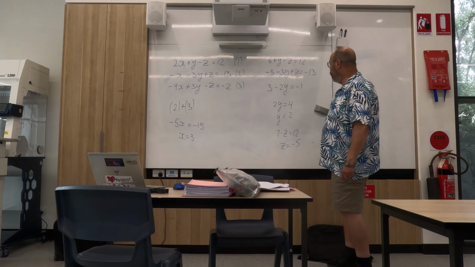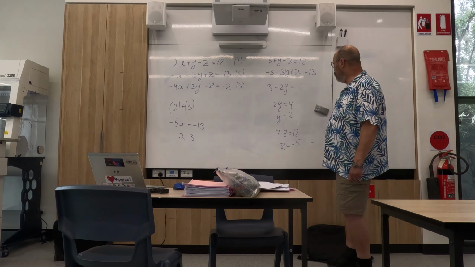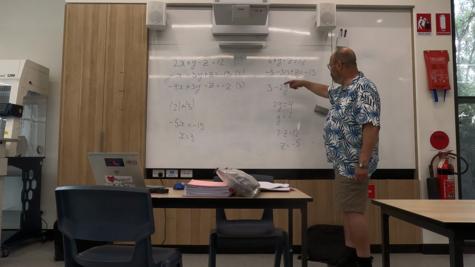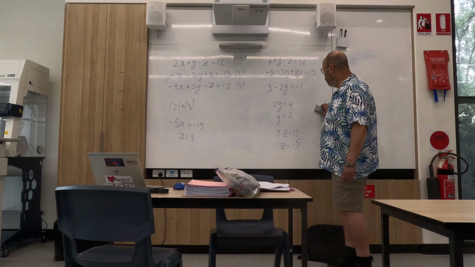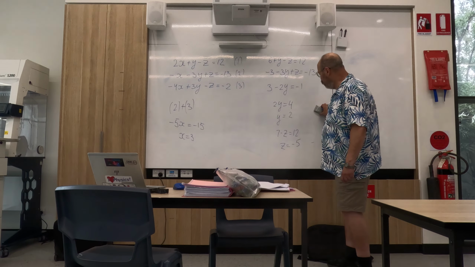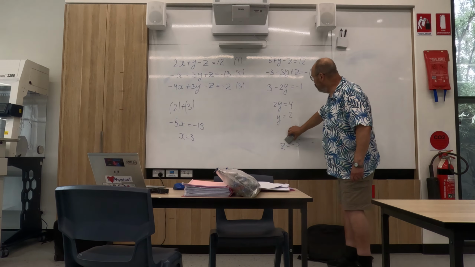So substituting these, we get 6 plus 2, 8 minus z equals 12, z equals negative 4. Can we check anything else? No, it's correct. Make sense?